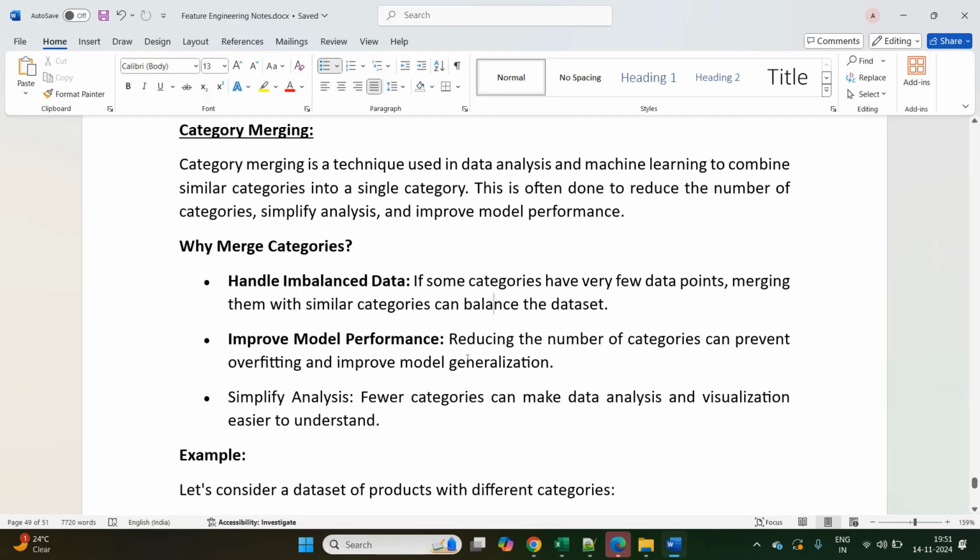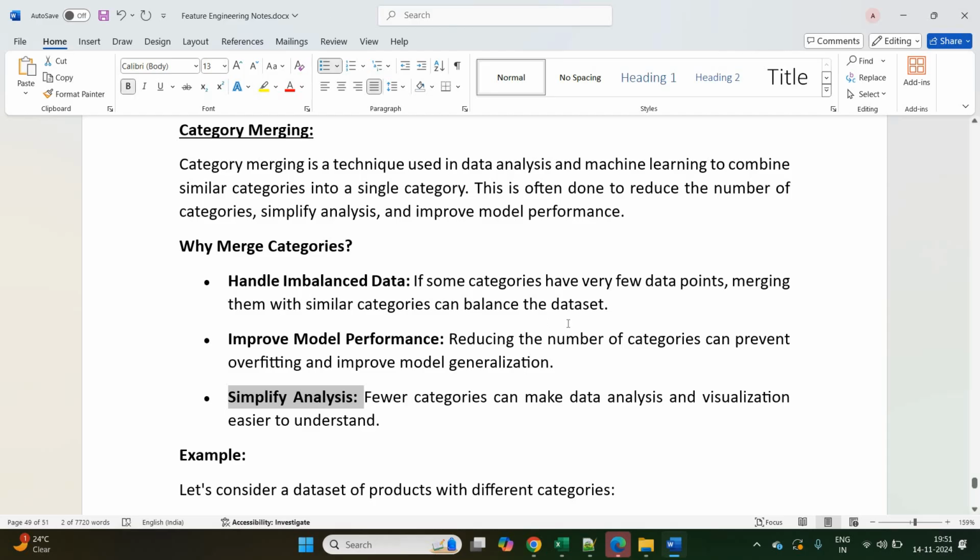So the second one is improve model performance. How do you improve the model performance? Reducing the number of categories can prevent overfitting and improve model generalization. This is very obvious. We have studied it many times, in whatever categorical variable handling we have studied, we have seen that these are the benefits of having a smaller number of categories. Okay, so then simplify analysis.